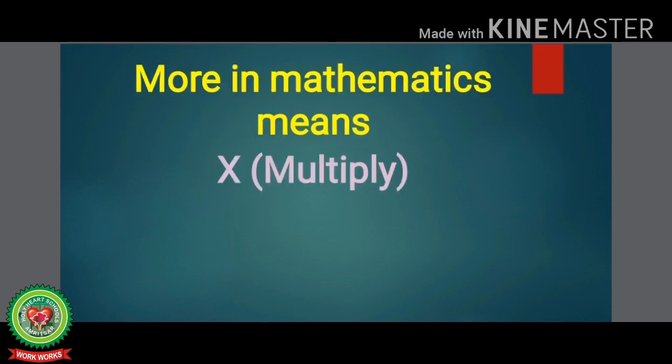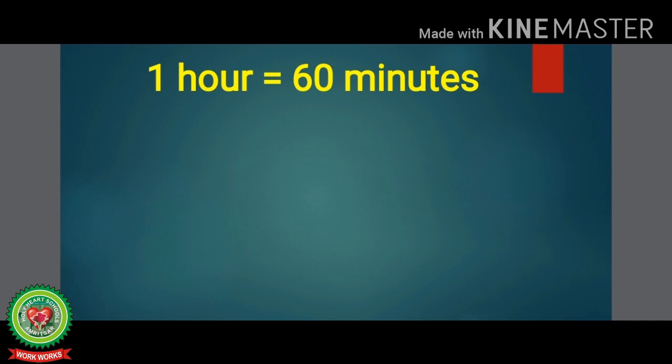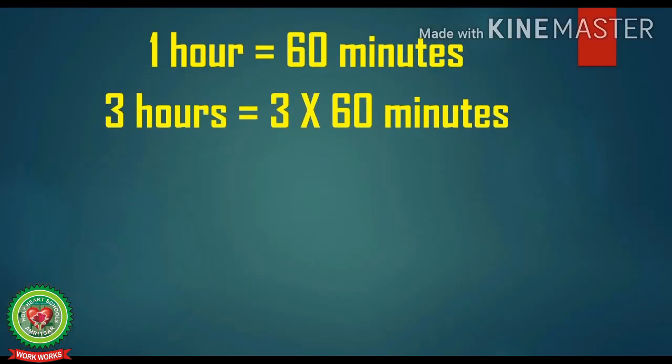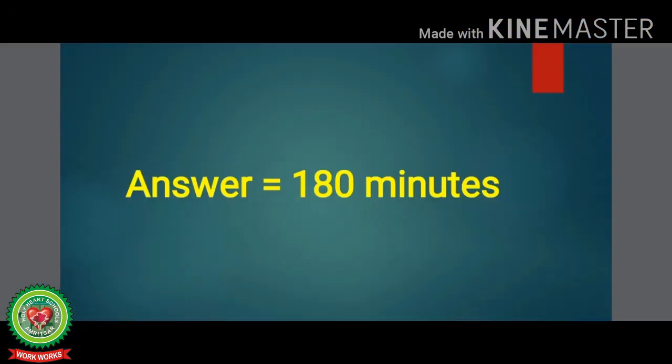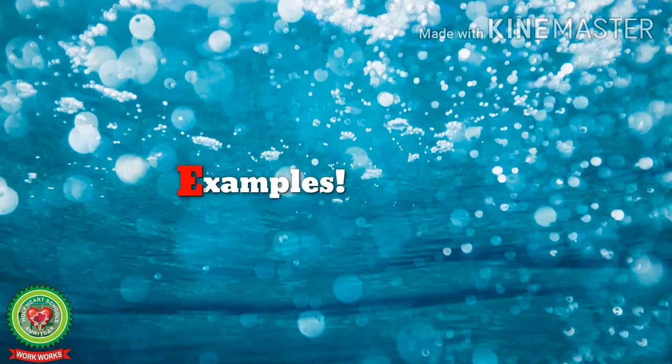And more means multiply. So, if 1 hour is equal to 60 minutes, then 3 hours will be equal to 3 multiplied by 60 minutes. So, when we multiply 60 by 3, we get the answer as 180 minutes. So, kids, when we convert 3 hours into minutes, we get the answer as 180 minutes. Now kids, let us solve some more examples on copy.